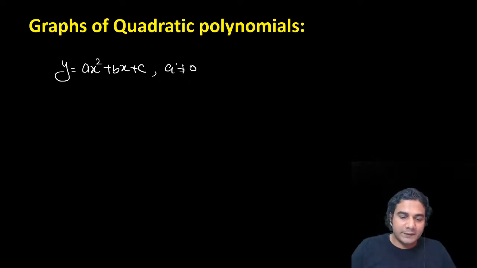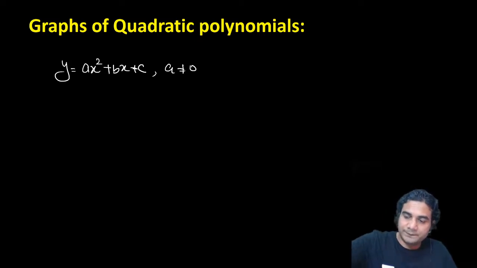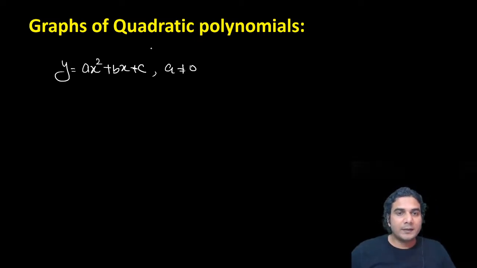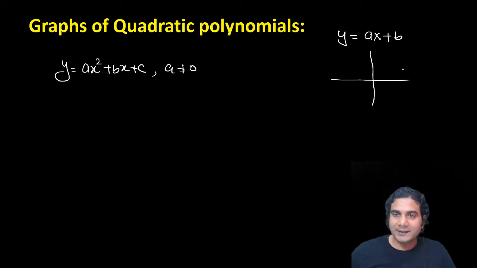You have already done the graphs of linear equations, right? If I ask you the graph of y is equal to ax plus b, or mx plus c, it looks like a straight line, right? You all know this. If a is positive, the line will be like this. If a is negative, the line will be like this, right?